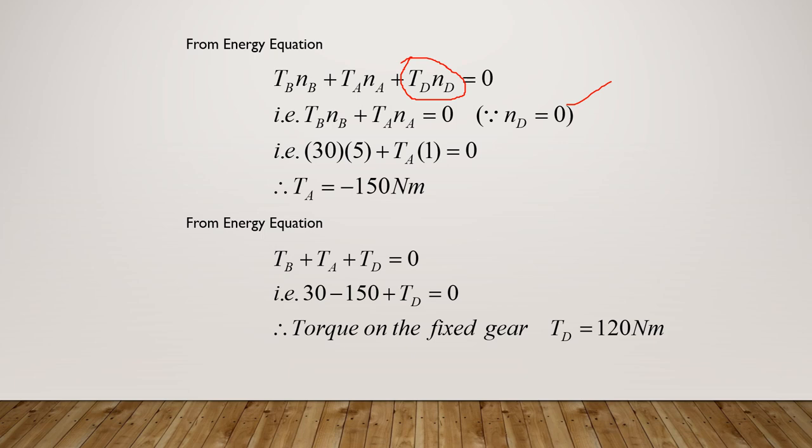Clear? Now for the arm A we got the torque. Now we have to calculate the torque for member D. In equilibrium we have the relation TB plus TA plus TD equal to 0. I told the equilibrium condition: the sum of torques has to be equal to 0. Substitute the values: 30 is the torque of gear B, minus 150 you just now calculated, plus TD is equal to 0. That will give you the final torque on the fixed gear, TD, equal to 120 Newton meter. So this completes the problem.